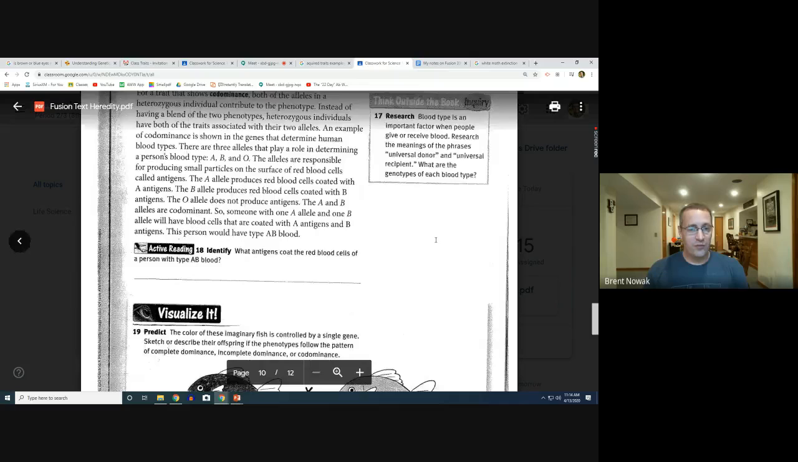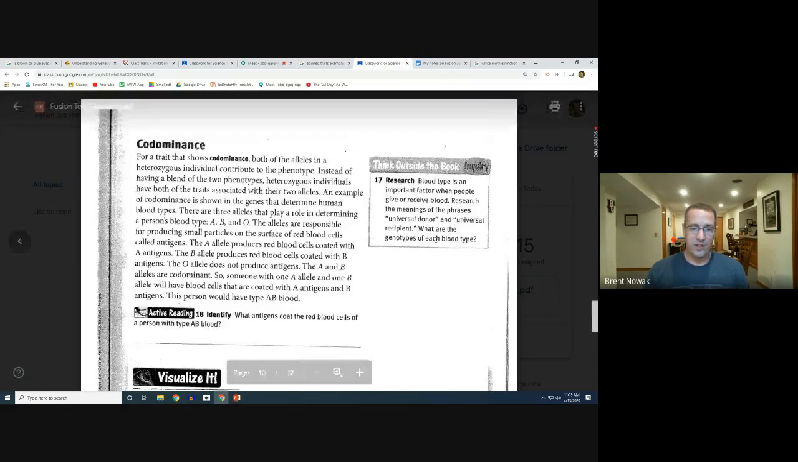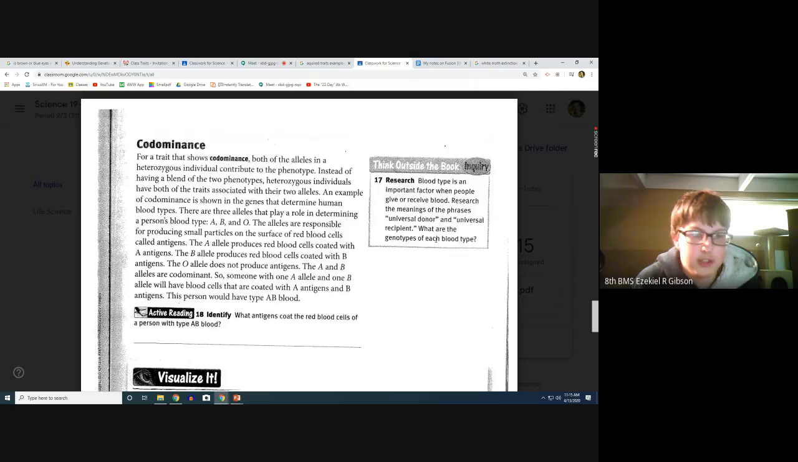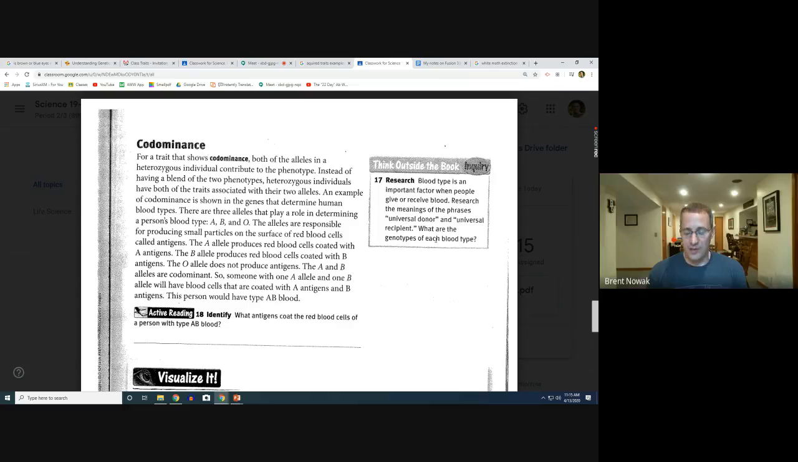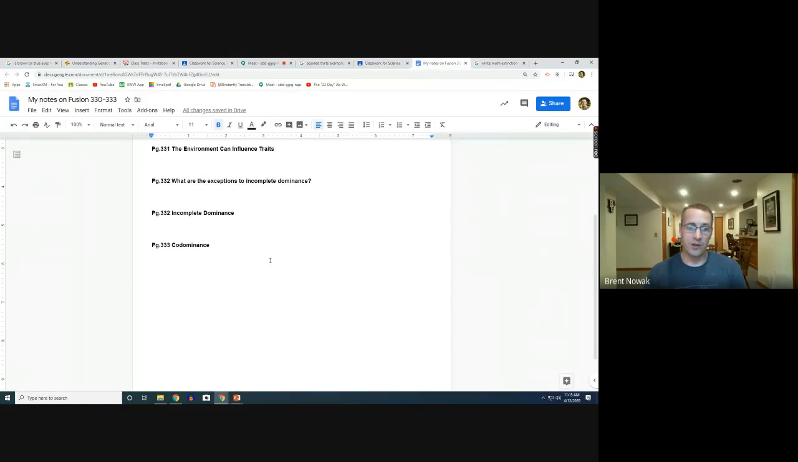So takeaway from this paragraph. What's your takeaway? What can we learn? That codominance has both alleles in a heterozygous individual contributing to the phenotype. Absolutely. Okay. So here today, what have we done? We've kind of worked on Punnett squares, and we've also worked together on our fusion notes.